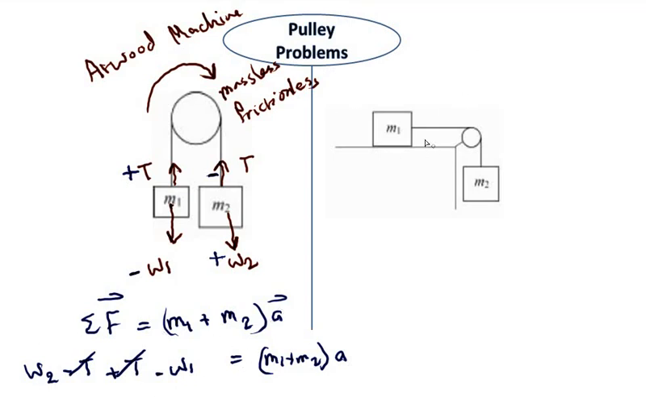Now, let's go to the modified Atwood machine, when one of the masses is hanging freely and the other one is sliding over a surface. If the surface is rough, we need to consider the friction.